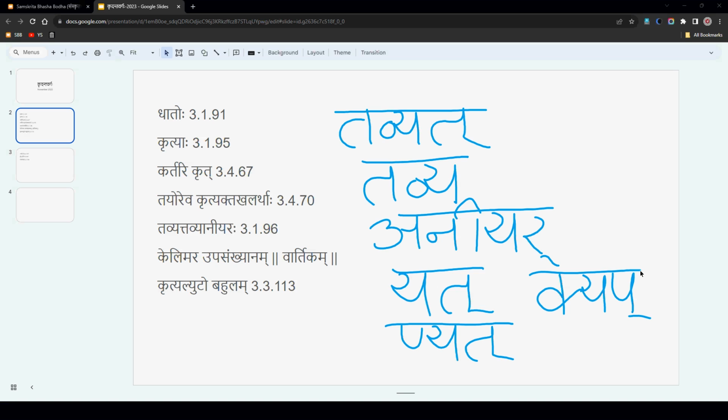And there is another one which is not covered by this Kritya in the Ashtadhyayi, but there is a Vartikam supplementing this Kritya, and there is another Pratyaya called Kelimar. So these total 7 Pratyayas are grouped together as Kritya Pratyaya: Tavyat, Tavya, Aneeyar, Yat, Nyat, Kyap, Kelimar. These 7.